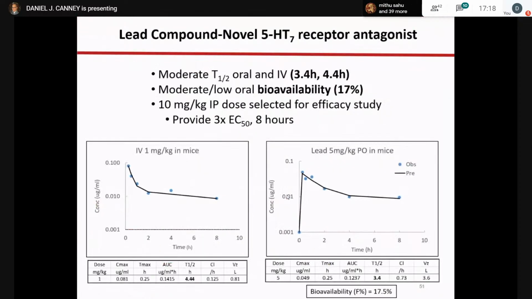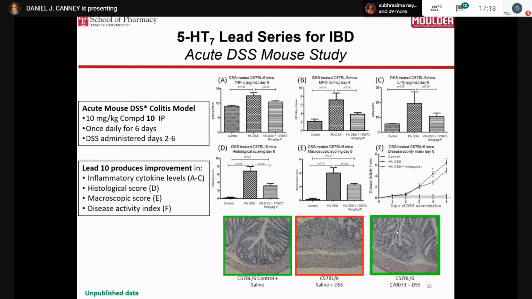So we went ahead and looked at the PK first. And here we can see IV dosing in mice, 5 milligrams per kilogram PO in mice, and half-life was about 3 hours. Bioavailability, about 17.5%. So we were actually pretty happy with all that. And we felt that we were ready to go on and do some in vivo work in mice using this acute DSS mouse study. So I'm going to show you some acute DSS studies, as well as a chronic DSS study.